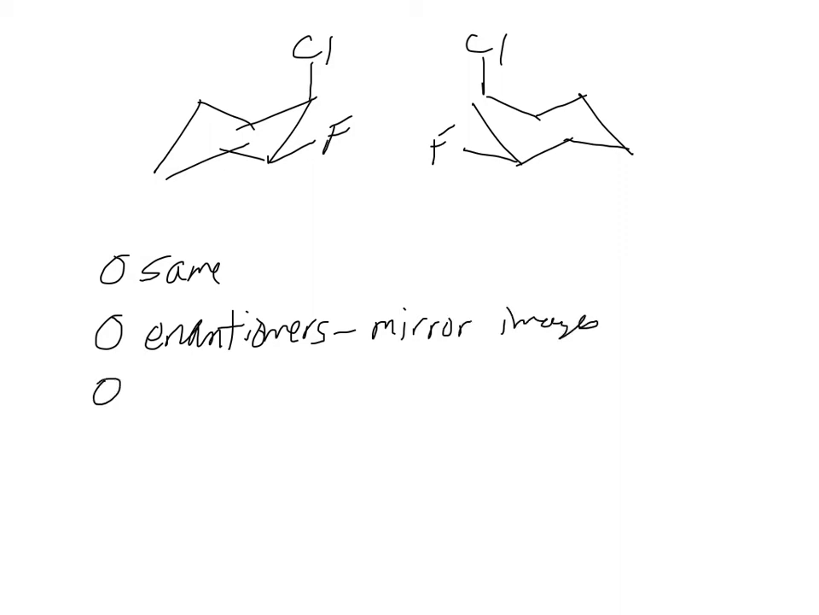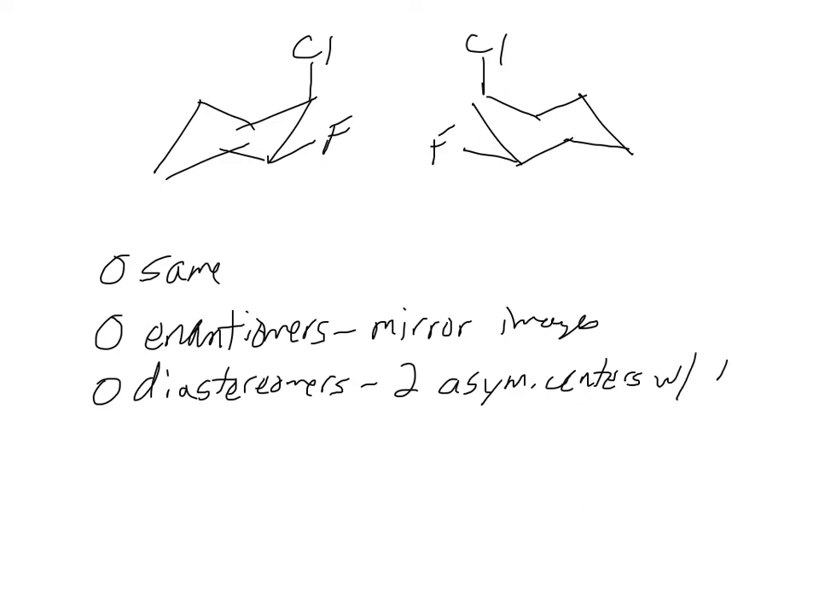They could be diastereomers. Diastereomers, how many stereocenters must you have to have diastereomers at least? You must have at least two asymmetric centers. And at least one's the same, at least one's different. So we're comparing two molecules to each other, right? We're always comparing two molecules here, right?